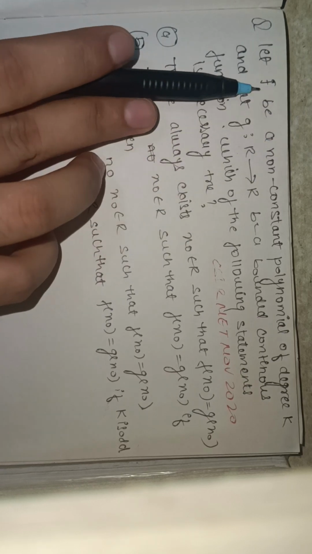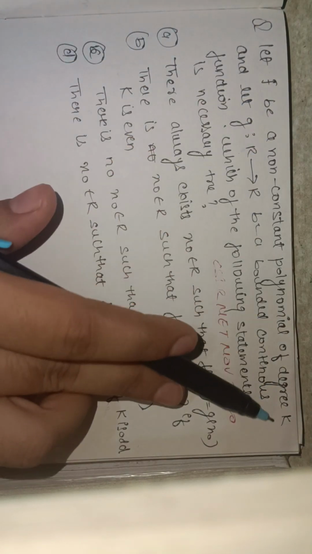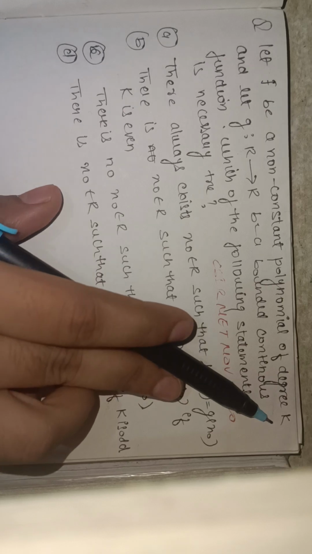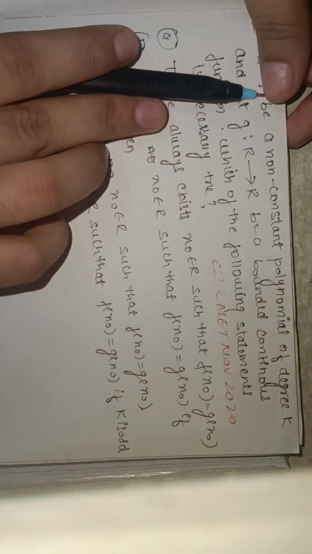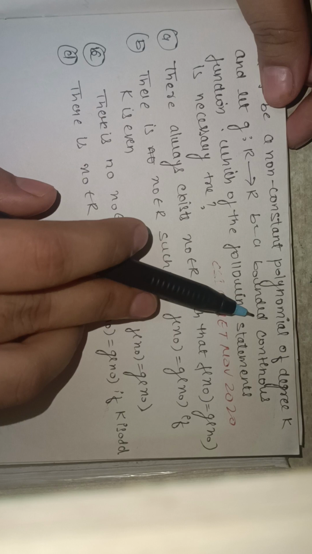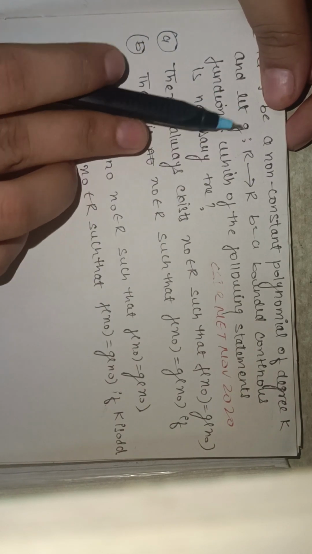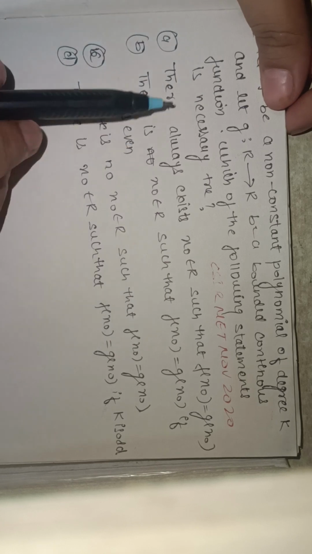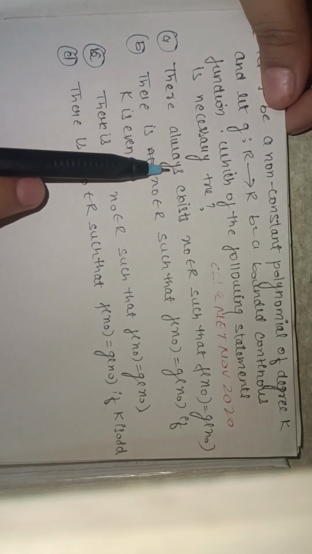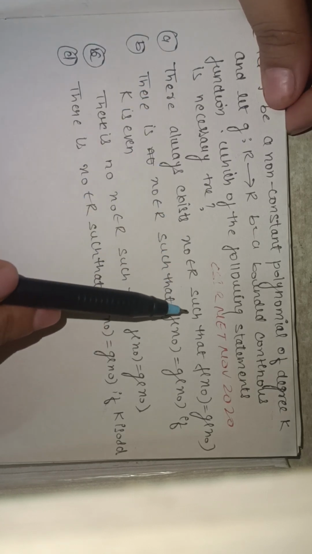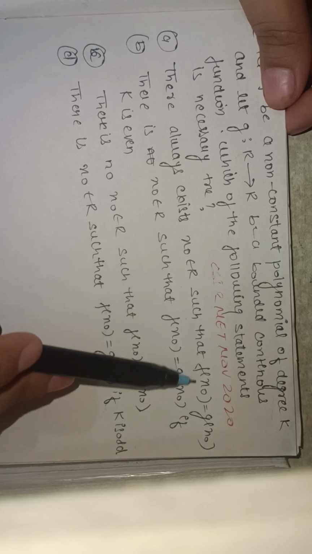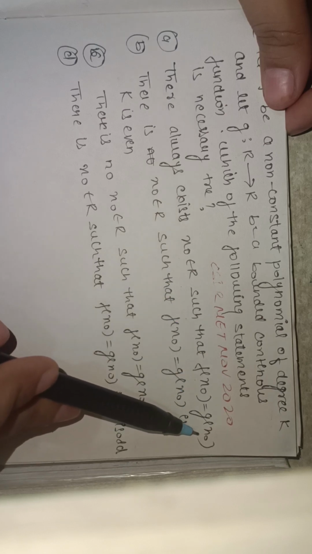So here f is a non-constant polynomial of degree k. First we have to take one polynomial f and one bounded continuous function g. So we will take these two and discuss the options. The first option says there always exists x0 belongs to R such that f(x0) is equal to g(x0).